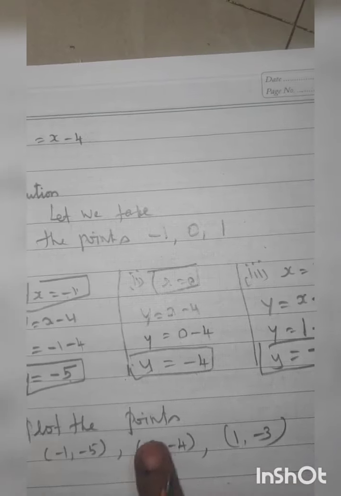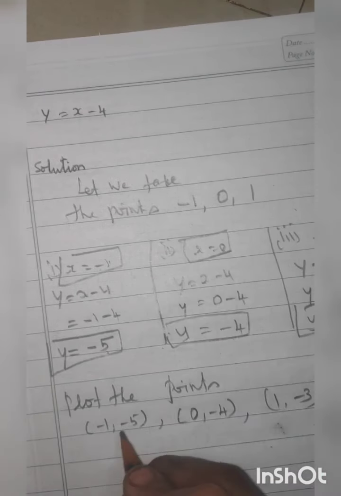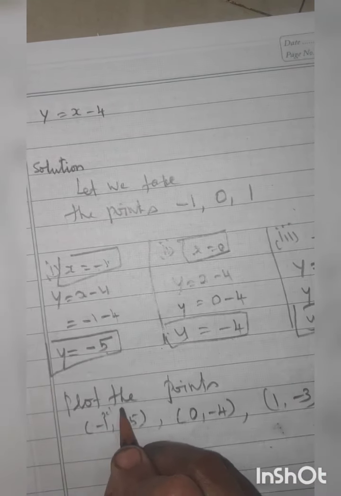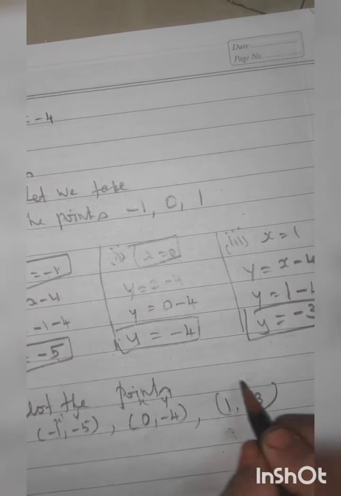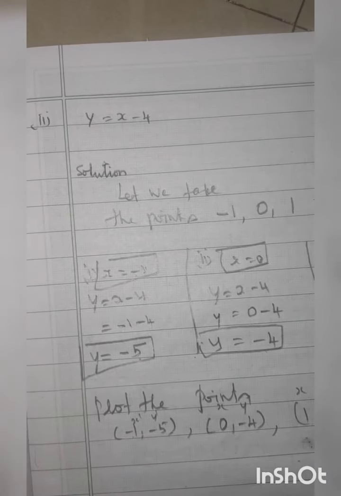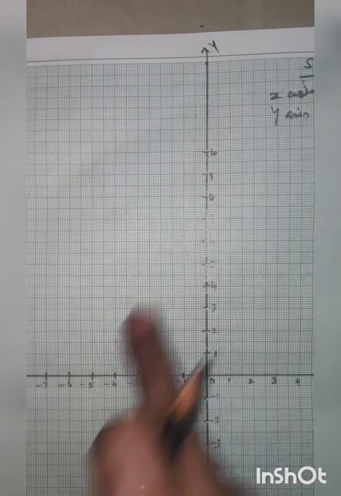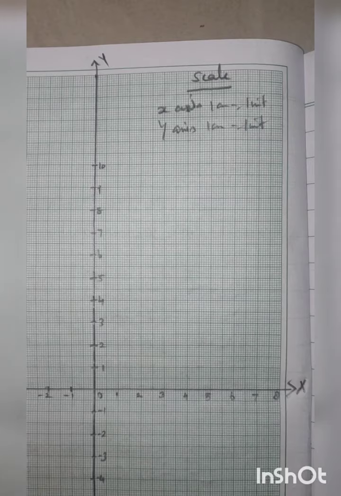You mark these points on the graph sheet. Now write x dash, y dash. The first point is minus 1 comma minus 5. You divide the graph as usual and write X, X dash, Y, Y dash, and the scale. Right after, you mark the points.